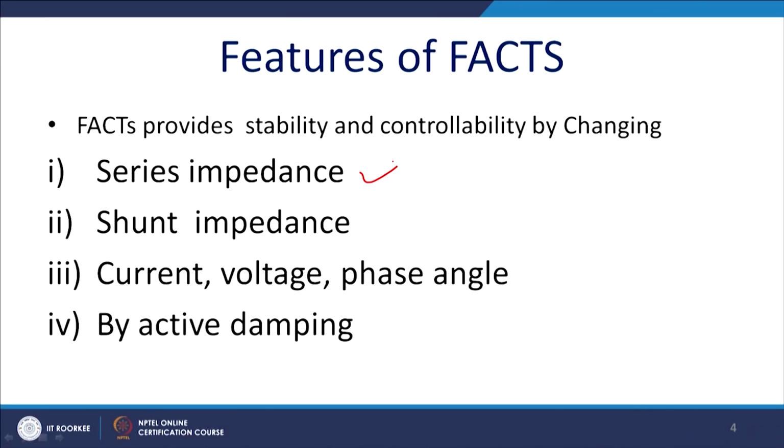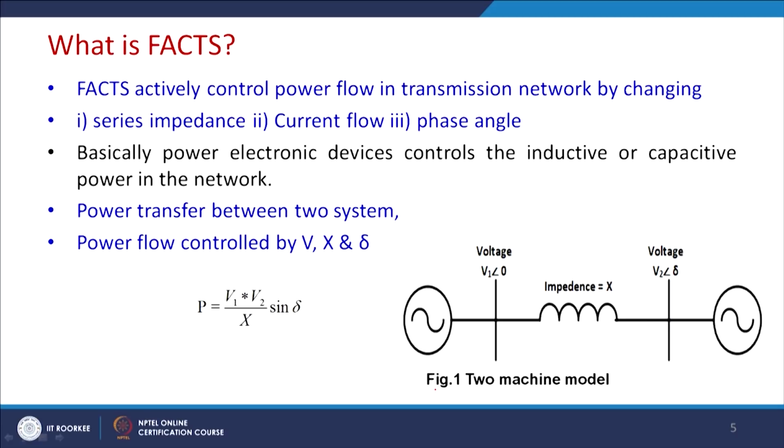Now, FACTS comes with a few features, that is series impedance. We can change the series impedance of the network by a FACTS controller. Thereafter, shunt impedance, and current, voltage and phase angle control, and it can also actively damp power oscillations.